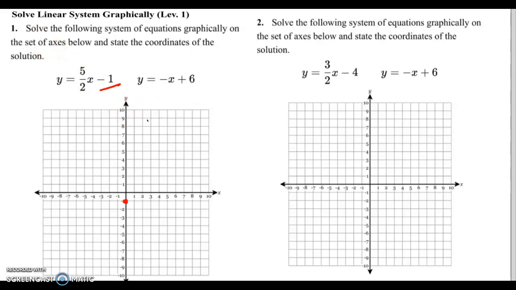So first I'm going to graph the first one here, and this first one I'm going to do in red. I start with the y-intercept, which is -1. And then I do the slope, which is up 5 and over 2. And then I draw the line.